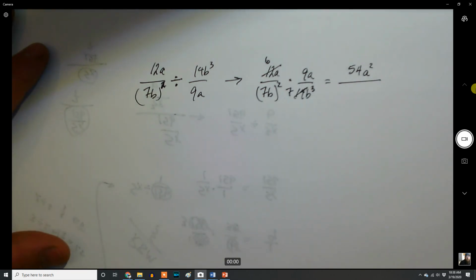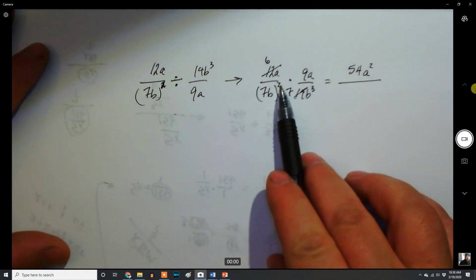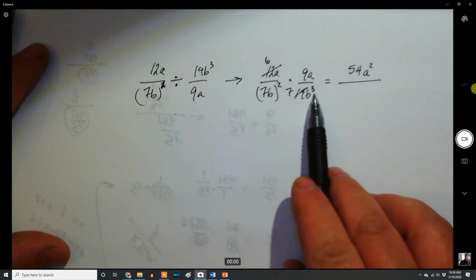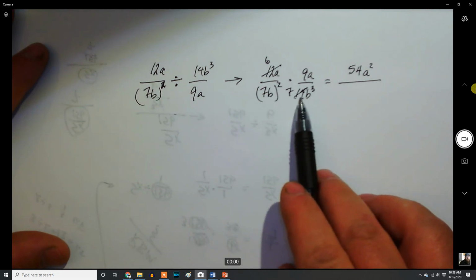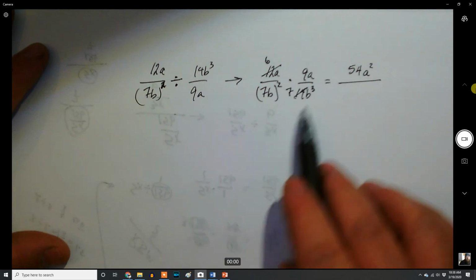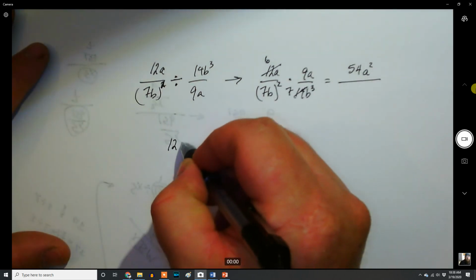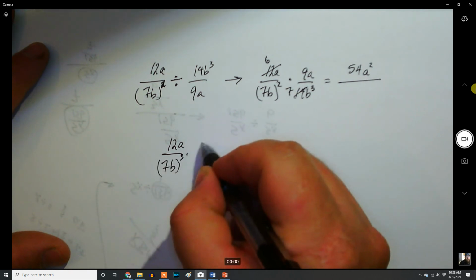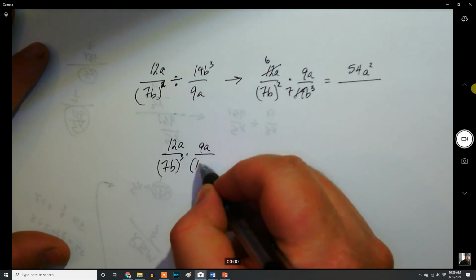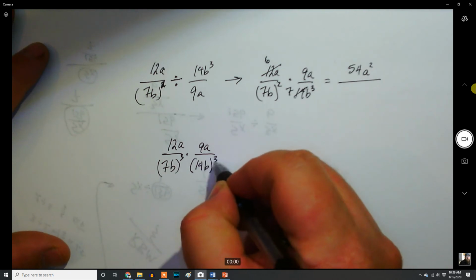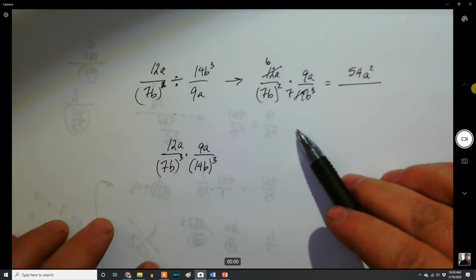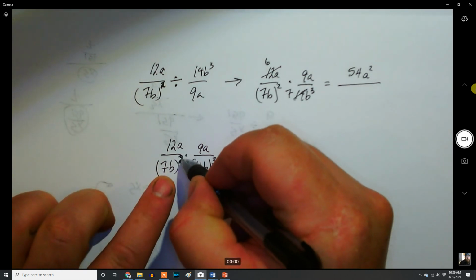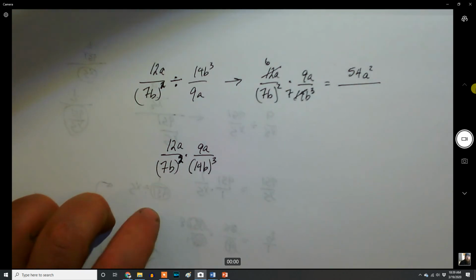Here's the tricky thing, though. You see this exponent here? That means this is 7b times 7b. But you see this exponent here? This exponent is for the b. The 14 had an exponent of 1. If this was in parentheses, so for example, if we had this instead, I'm going to change it just a little bit. The reason I'm changing it is I want to help you not confuse issues with exponents with the issues we're doing with reducing.